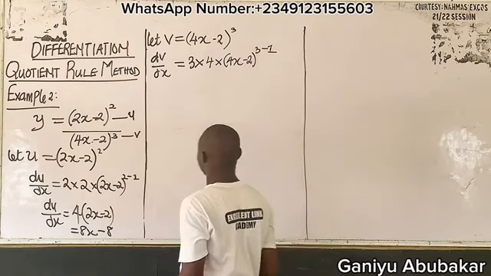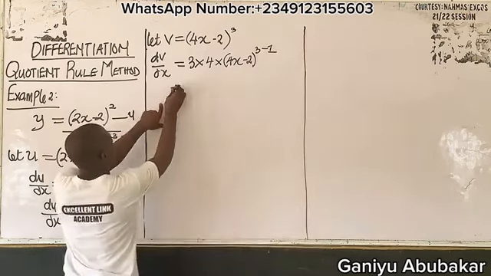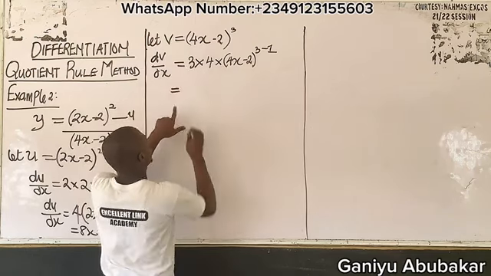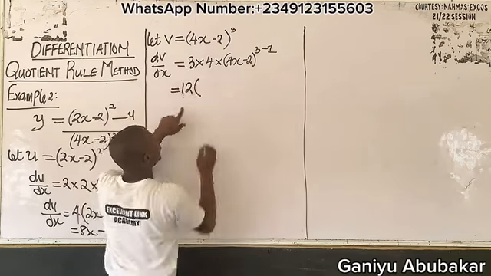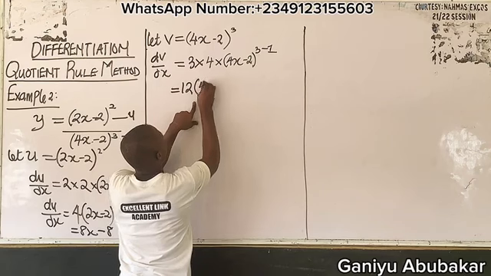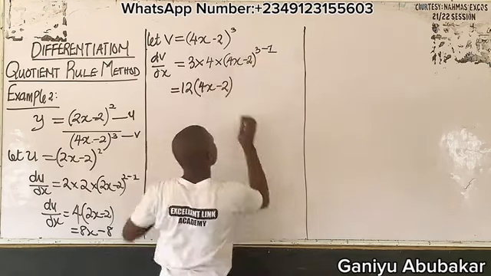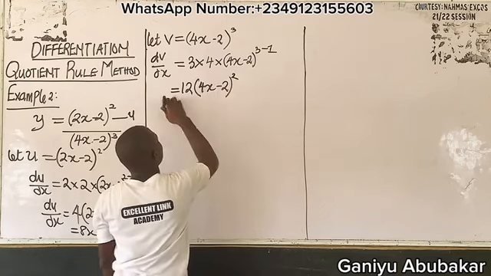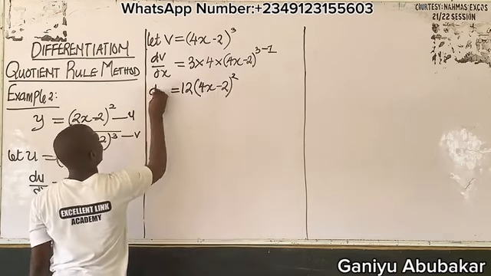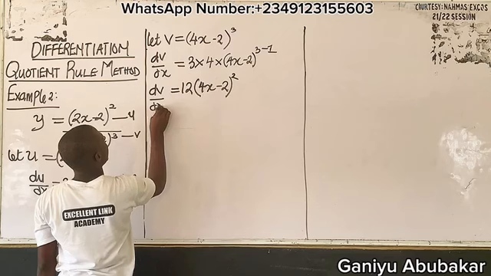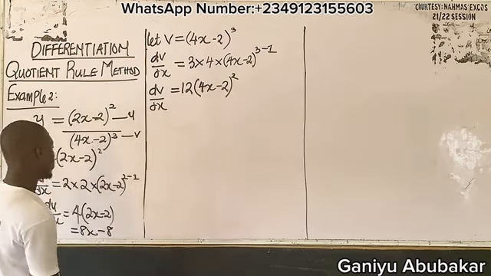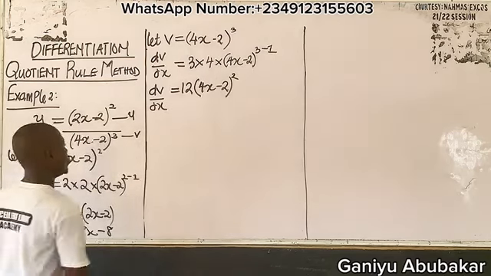On simplifying this, I'll have 3 times 4 is 12 into 4x minus 2, and 3 minus 1 will give 2. So this value is my expression for dv/dx. So I'm done. What's the next task? Using the quotient rule.